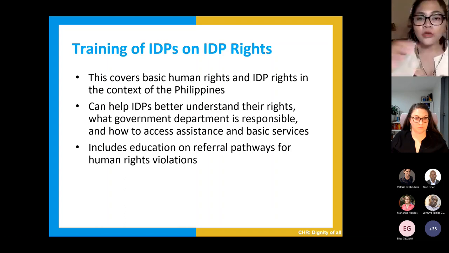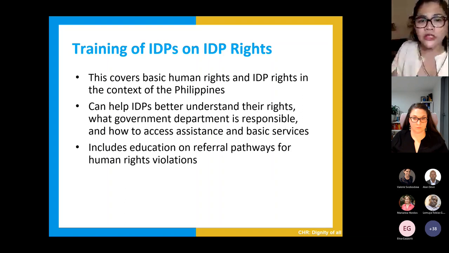So we also include here education on referral pathways. So we introduce them to what the referral pathways are, like if something happens in the displacement camp, for example, gender-based violence, there was domestic violence happening in the camp, what must they do? So we educate them on, for example, the Anti-Violence Against Women and Their Children Act, which would provide that the barangays or the police have a mandate in assisting women who are victims of domestic violence. So that's just an example.